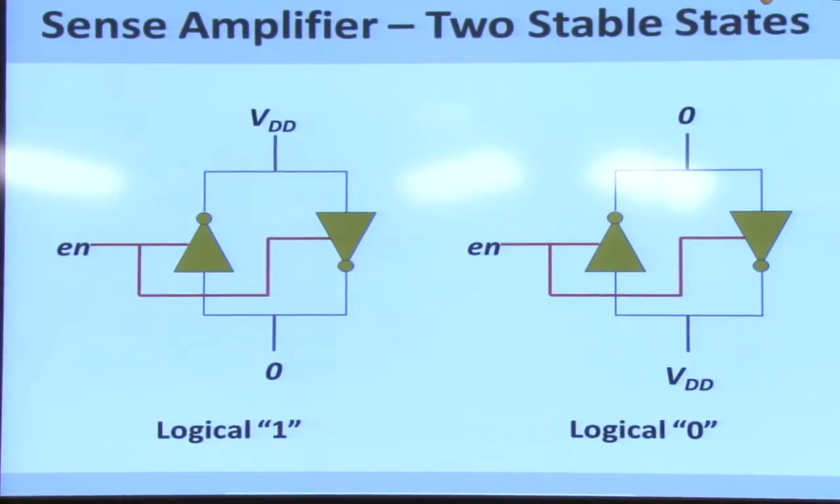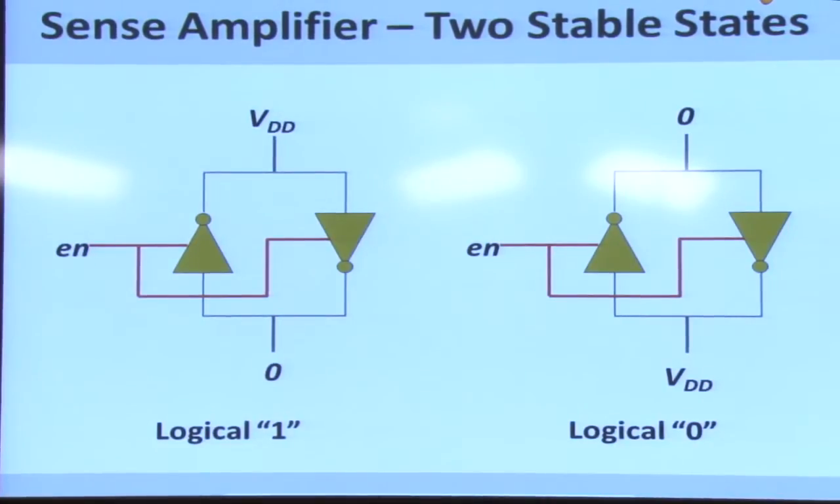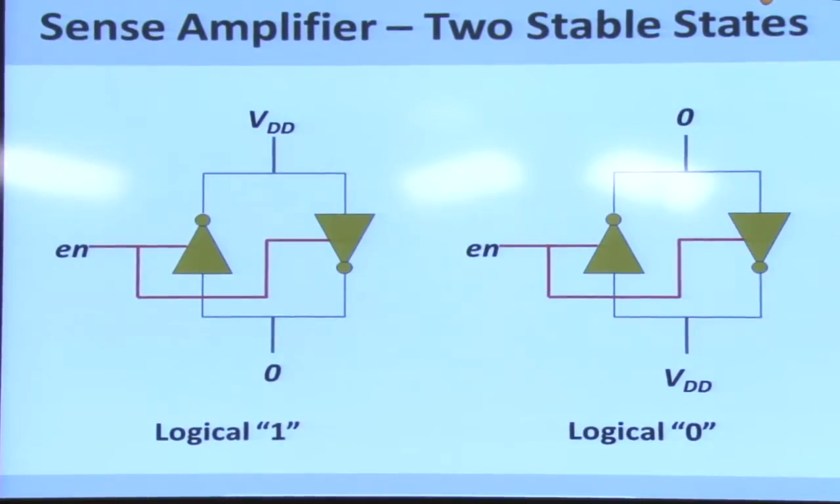Right? On the left, we have the top terminal at VDD, or a logical 1, and the bottom terminal at 0. On the right stable state, we have the top terminal at 0 and the bottom terminal at VDD. Right? So it's clear why these are stable, right? Because each NOT gate is going to take a value and feed the inverted value to the other terminal, and the other NOT gate is going to do the exact opposite. So we have 2 logical states here, which means the sense amplifier can actually be used to represent a single bit of information.